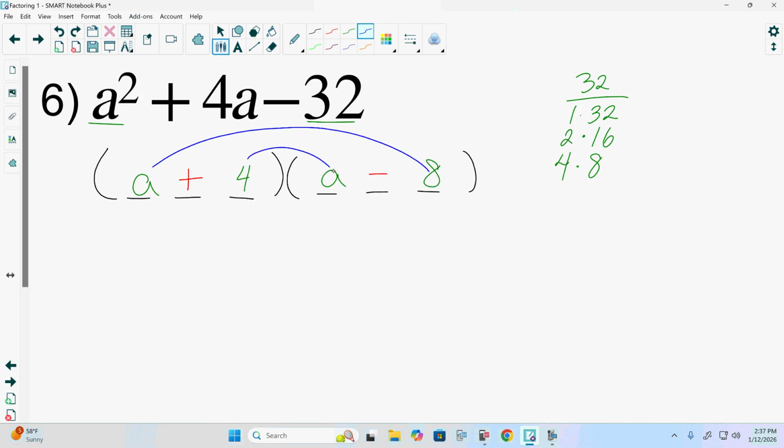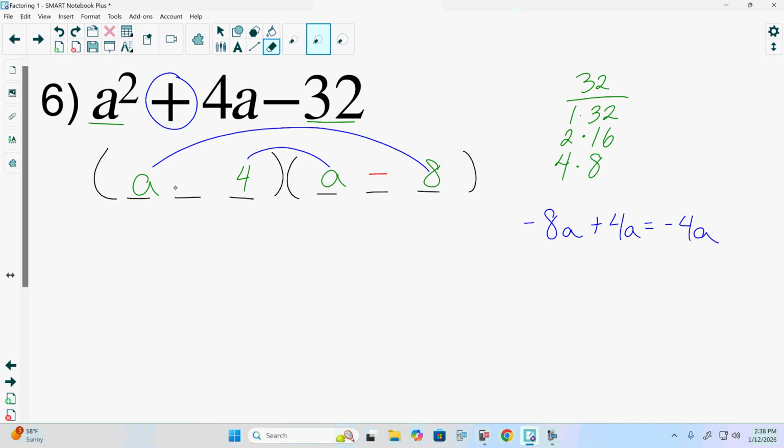And again, the main thing we want to check for is that middle term. a times negative 8 is negative 8a. Positive 4 times positive a is positive 4a. And negative 8a plus 4a, negative 8 plus 4 is negative 4a. Is that the middle term we wanted? Yes and no. No, in that we want it to be positive, not negative. But yes, it is 4.